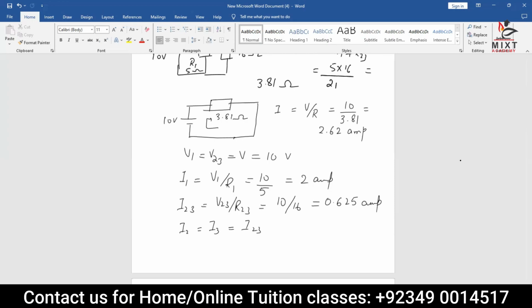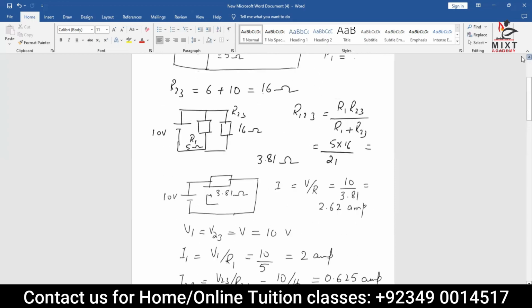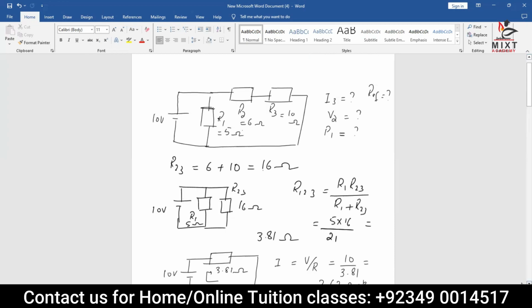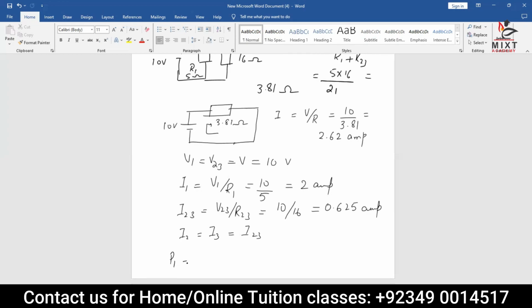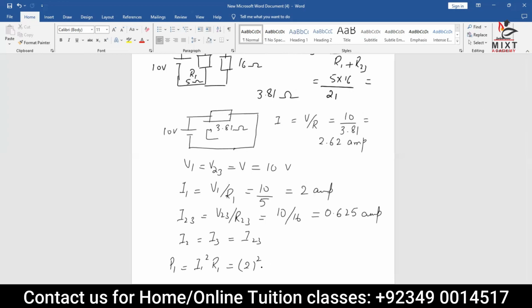So now, what are they asking for? P1, and the P1 is... what is this value? 20. How much? 20.